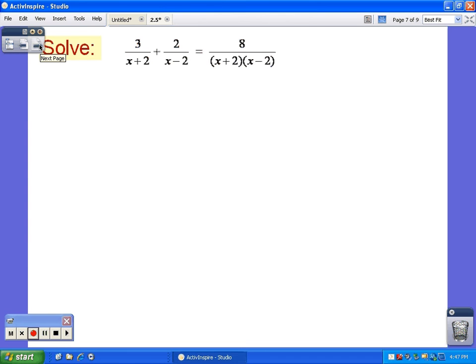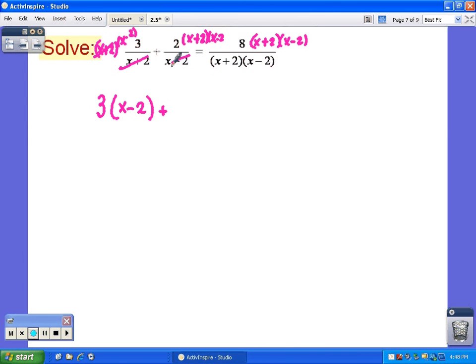All right, one more. It's already factored for us, so we know the least common denominator is x plus 2 times x minus 2. Multiplying by the least common denominator, in the first fraction, the x plus 2's cancel to leave me the 3 times x minus 2. Second fraction, the x minus 2's cancel to leave us 2 times x plus 2. And on the right-hand side, everything cancels to leave us 8.